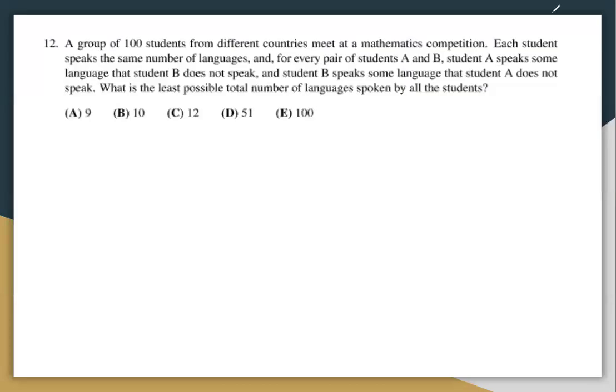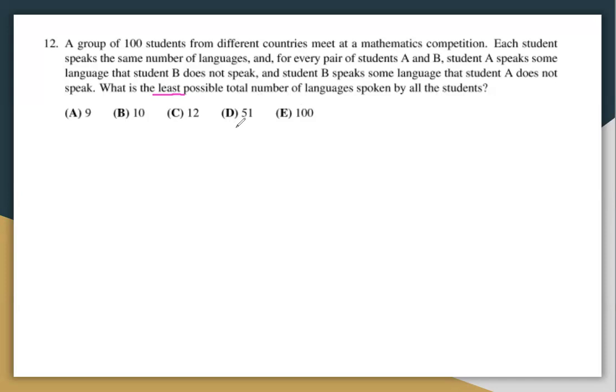Well, so this was number 12 on the 10B. We have a group of 100 students from different countries meeting for the competition, and each student speaks the same number of languages. For every pair of students A and B, A speaks some language that student B does not, and in the same way student B speaks some language that student A does not. What is the smallest total number of languages spoken by all these students?